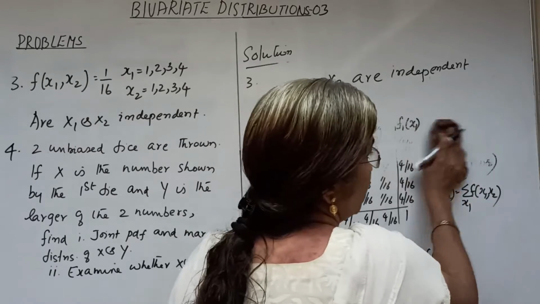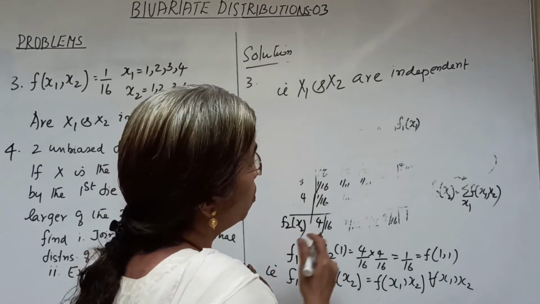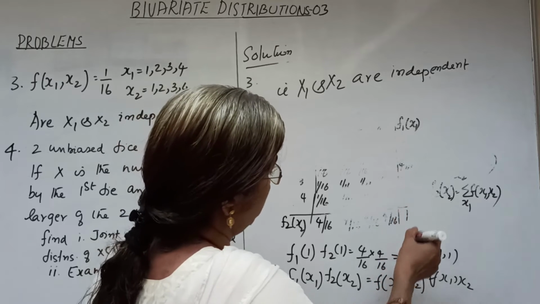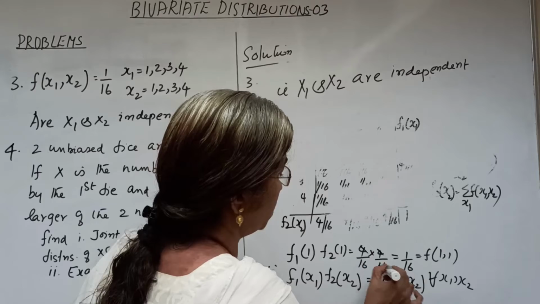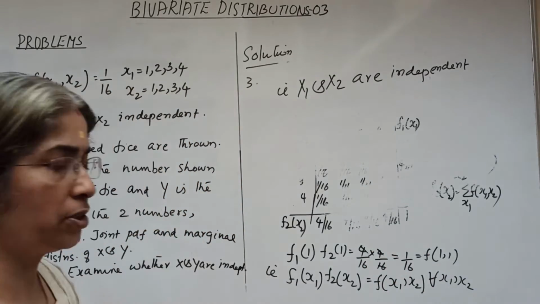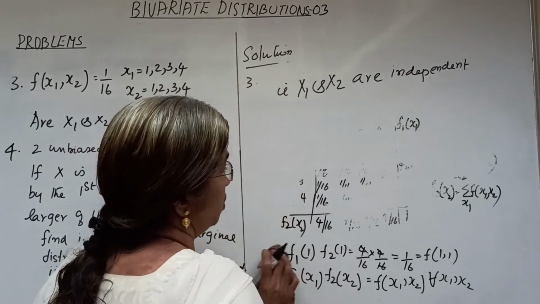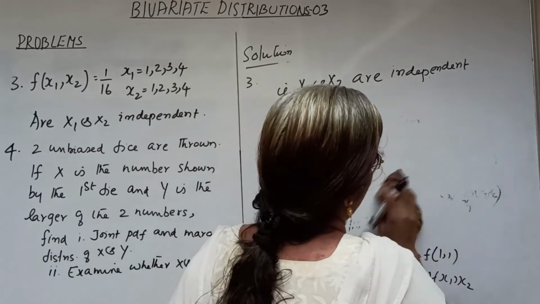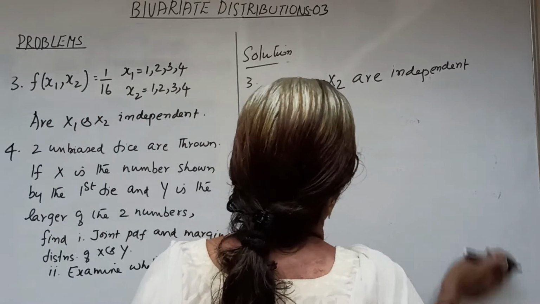Now we consider the next one. 4 by 16 into 4 by 16, the 16s cancel, so it is equal to 1 by 16, which is equal to f11. Here the first problem is over. So, let us consider the next one.